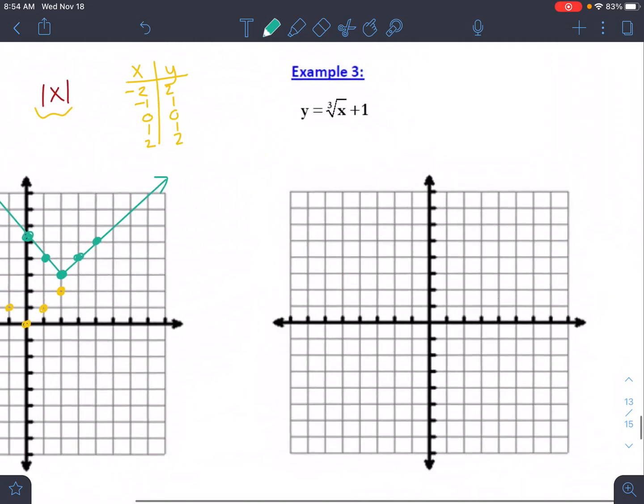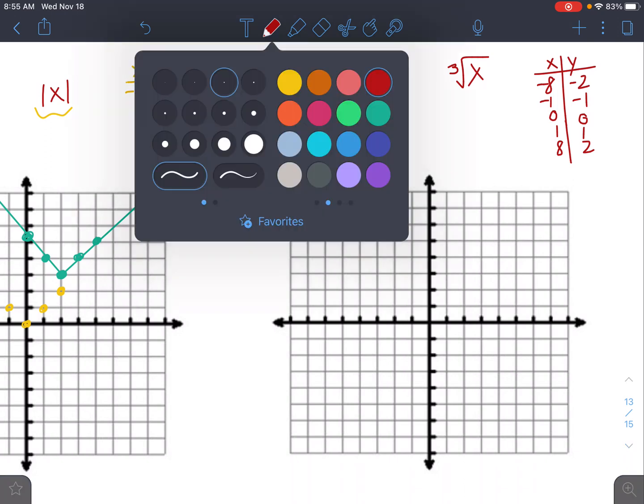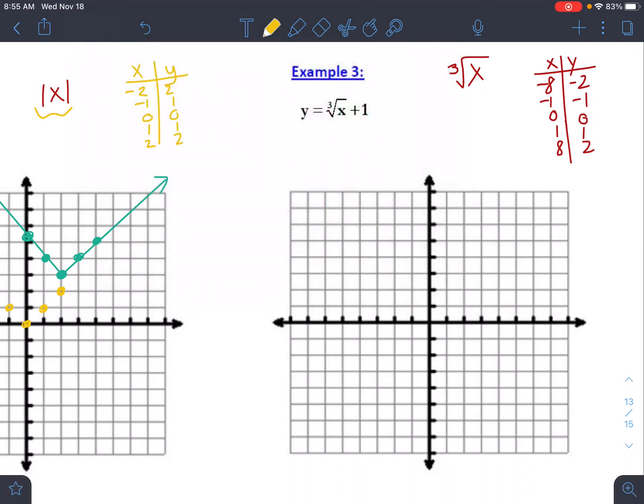All right, so number 3, cube root of x plus 1. Okay, parent function would be cube root of x. Okay, what's the table for that if you need it? Table for that would be I'm plugging in perfect cubes, and I'm getting back cube roots. Okay, so again, in yellow or something very light, let's graph that. So 0, 0, 1, 1, 8, 2. 8 is our last one here. -1, -1, -8, -2. Okay, so there's my shadow points.